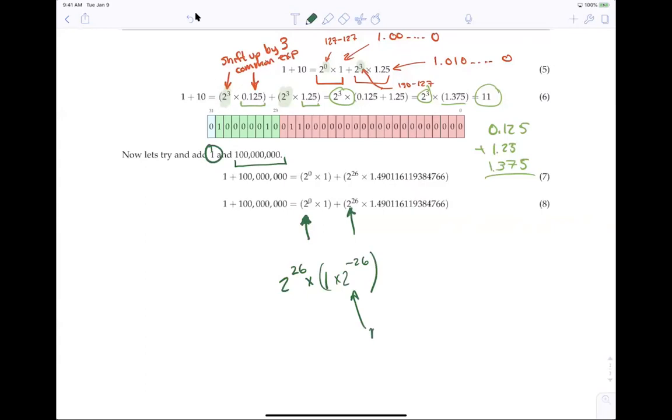All right, I'm actually going to pause here because I don't have this in notes, but I'm going to ask you guys a question. Is this a problem? Is this 1 times 2 to the minus 26 in the mantissa a problem? Give yourself 2-3 minutes, think about it, and let me know if you think this is a problem, or if you have a question about what I'm asking, let me know.